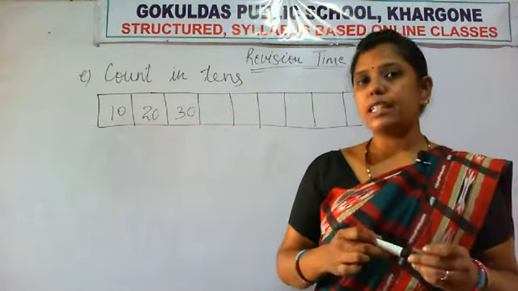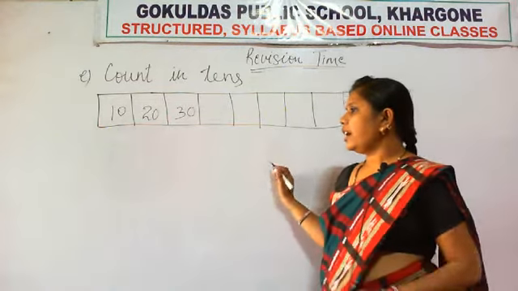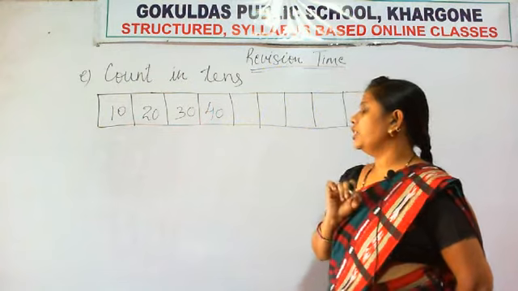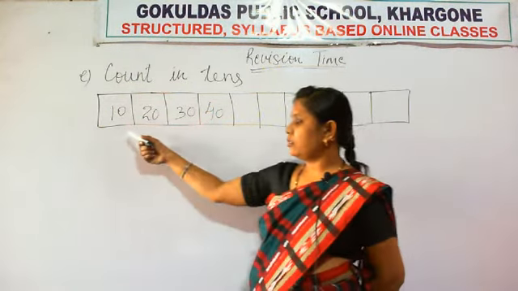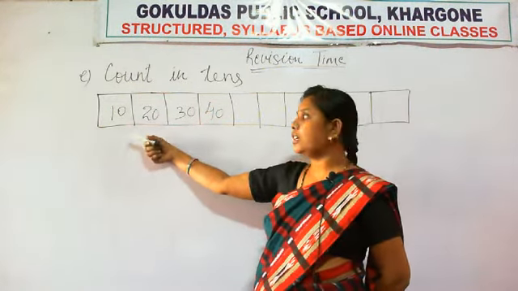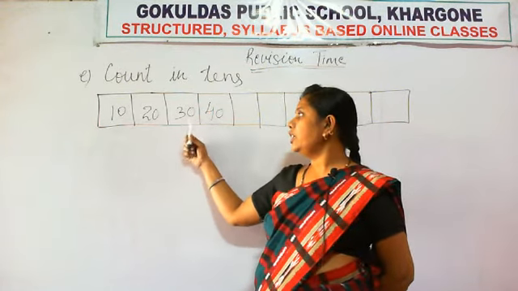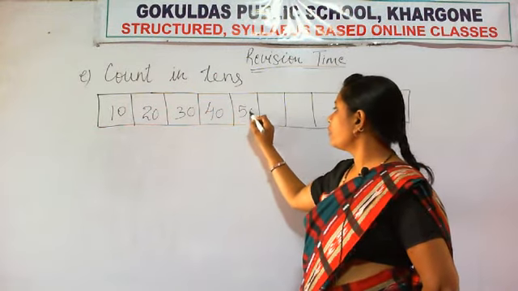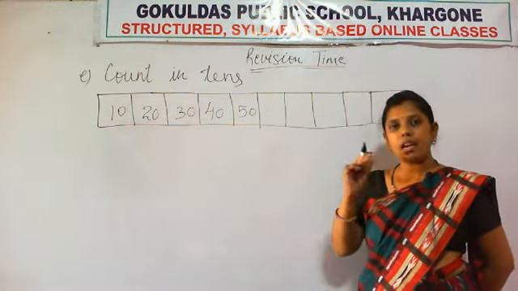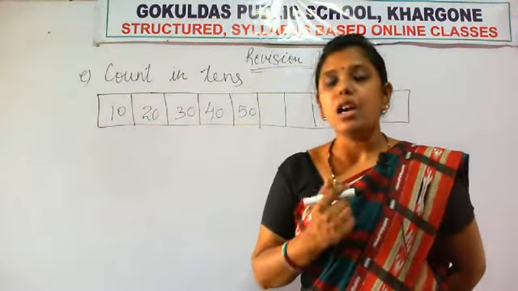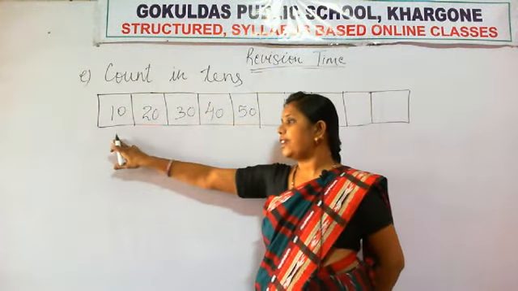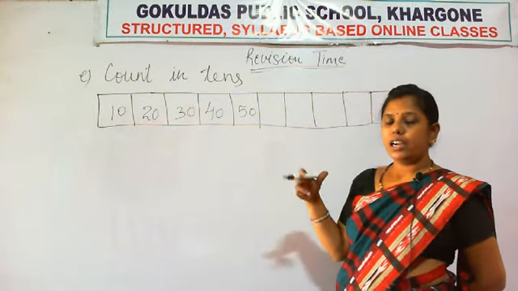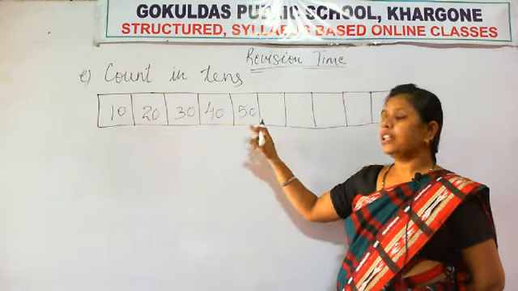Now what will be the next number after 30? Add 10 to it. 30 plus 10 will be 40. So count the numbers that we have already written: 10, 20, 30, 40. Now the next number will be 50. In this way we are counting in tens. We are writing the numbers counting in 10. So 10, then 20, then 30, then 40, then 50.